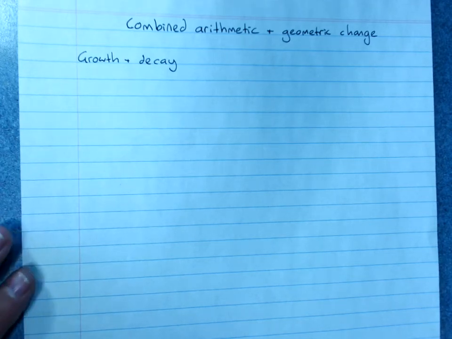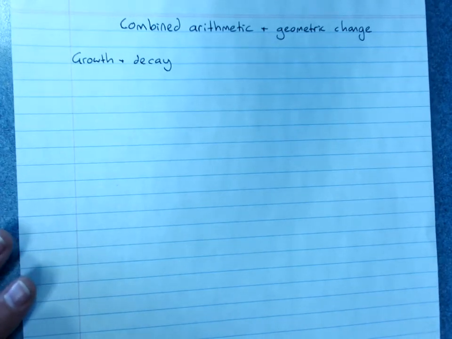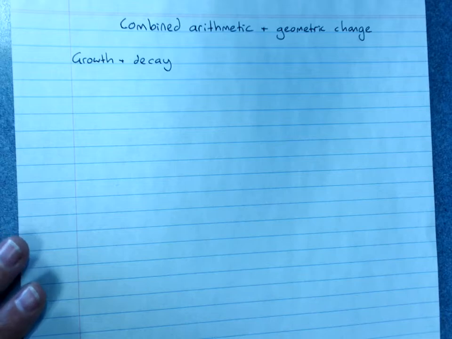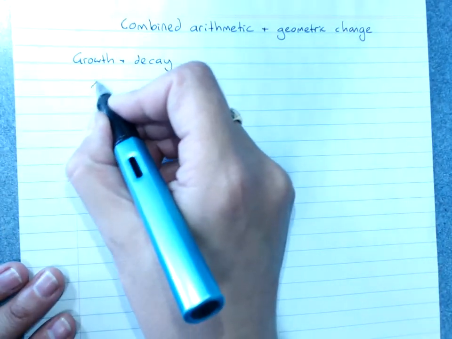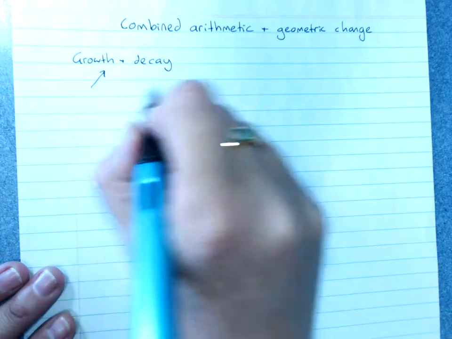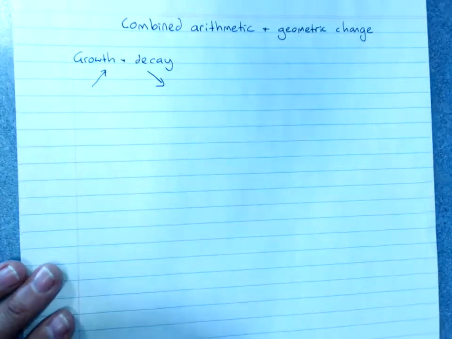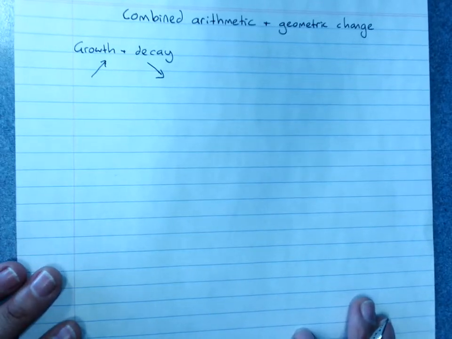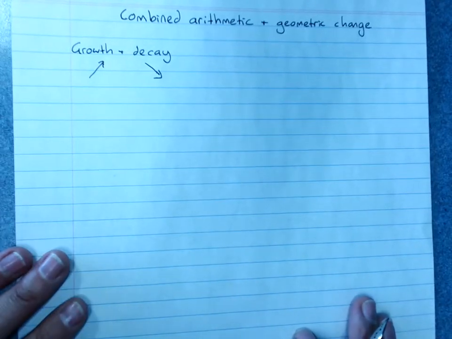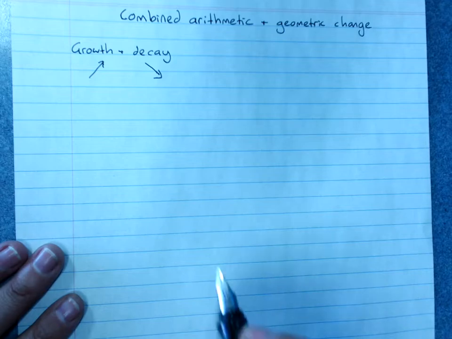Combined arithmetic and geometric change. We start off by looking at the concept of growth and decay. Growth is something getting bigger over time, and decay is something getting smaller over time. And we're just actually going to do a summary of what these look like in arithmetic and geometric sequences.